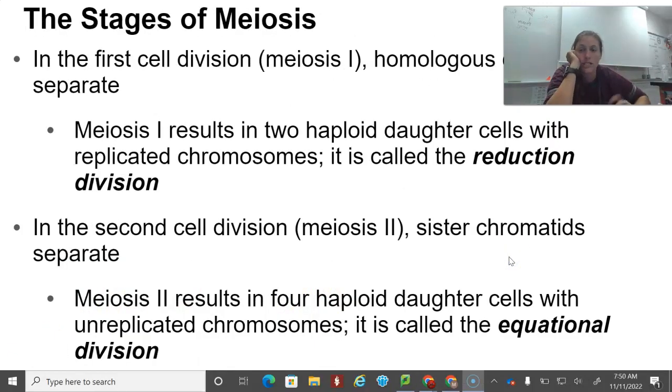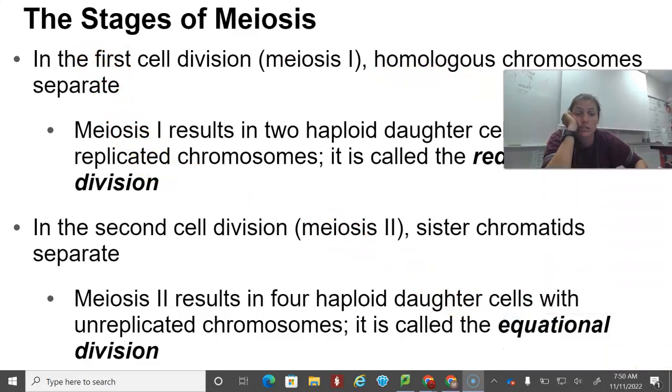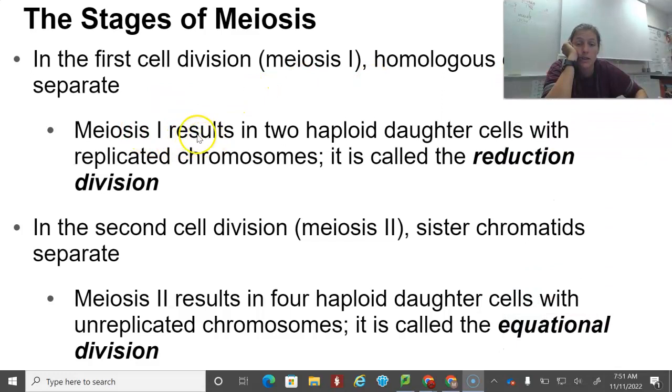Okay, so the stages of meiosis, again, we said we have meiosis 1. This is where the homologous chromosomes separate. This is considered the reduction division. It goes from one diploid, and then we're going to break it, and it's going to be 2 haploid daughter cells with replicated chromosomes.